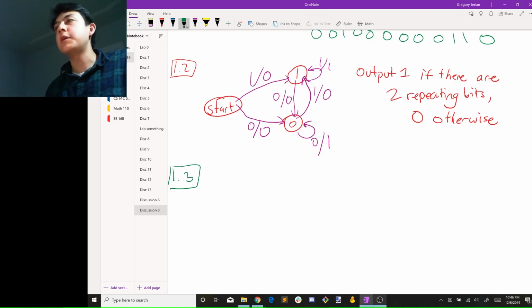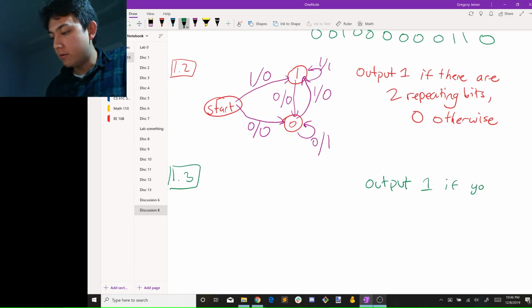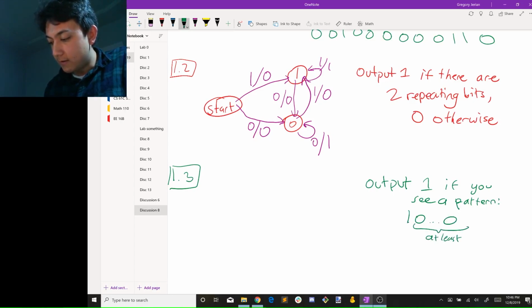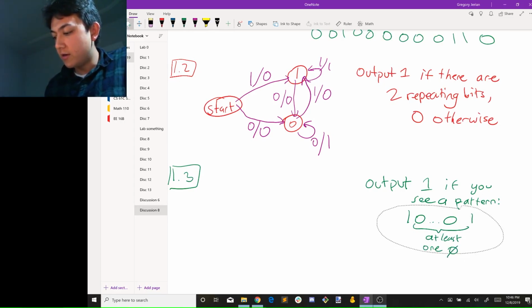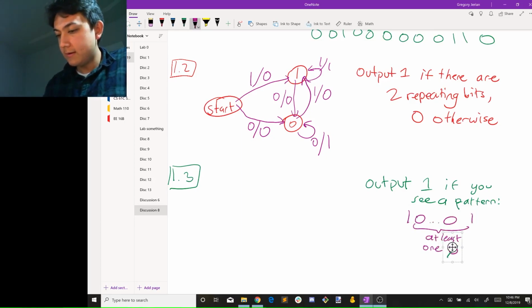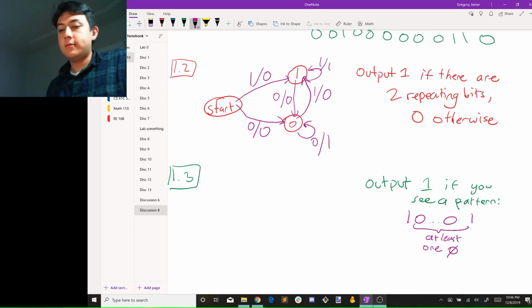1.3. So 1.3 is tougher. That's how these worksheets go, I guess. And 1.3 asks you to output a 1 if you see a pattern that looks like this. There's going to be 1, 1, and then there's going to be a bunch of zeros, right? Or at least one 0. And then there's going to be 1 1. So if you see a pattern that looks like this, then you should output a 1.